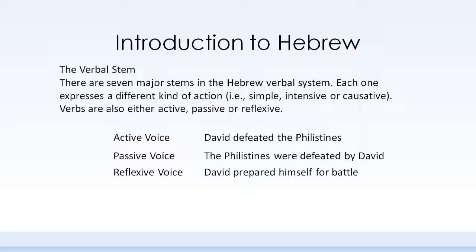In the first sentence, we see David defeated the Philistines. This is in the active voice. David is the subject, and David is doing the action. In the second sentence, the Philistines were defeated by David. Here, the Philistines receive the action of the verb, which is in the passive voice. And finally, David prepared himself for battle. This is in the reflexive voice. David is doing the action, and he receives the action.